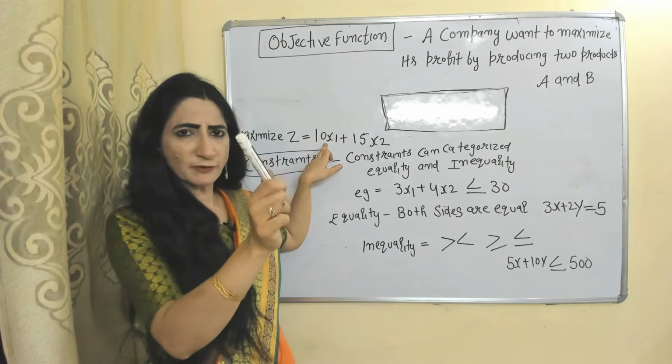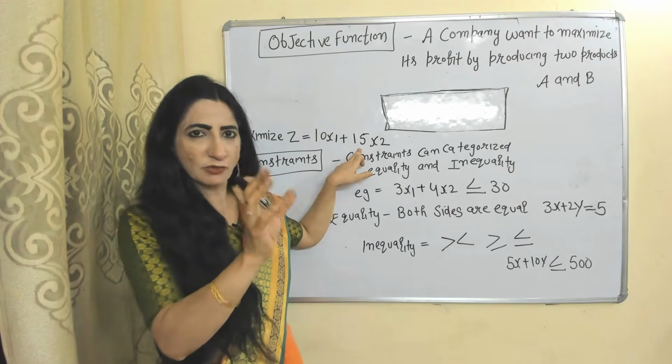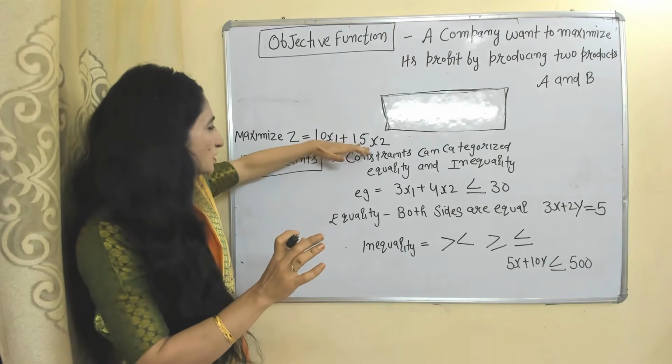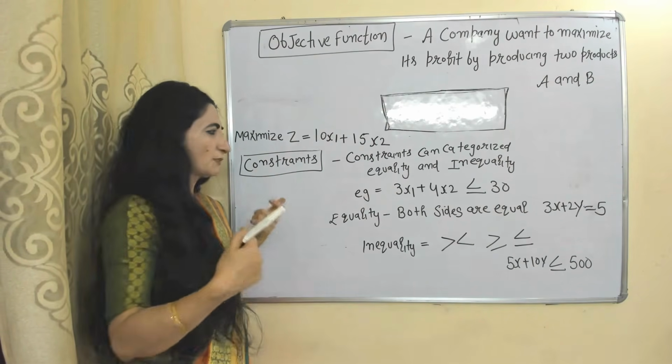10 is per unit profit from A goods and 15 is per unit profit from B goods. So this is our objective function. We want to maximize our profit. Constraints are our limitation, our problems.